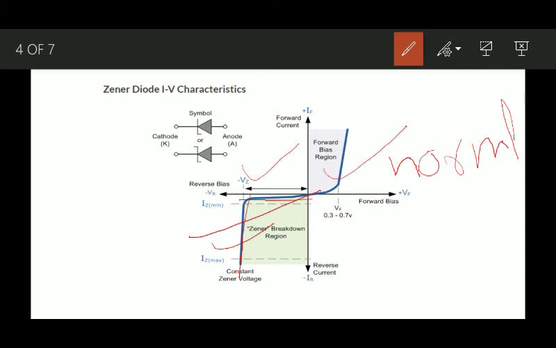These are the symbols of the Zener diode. Both types of symbols are usually used in the literature. It's a simple diode symbol, and on its cathode side there is a bent structure like this. This is the symbol of the Zener diode.